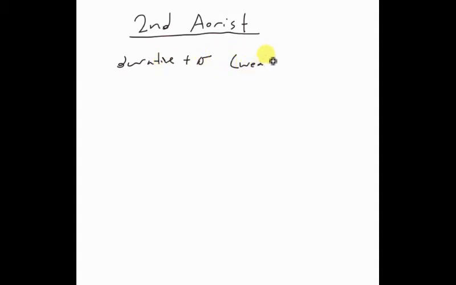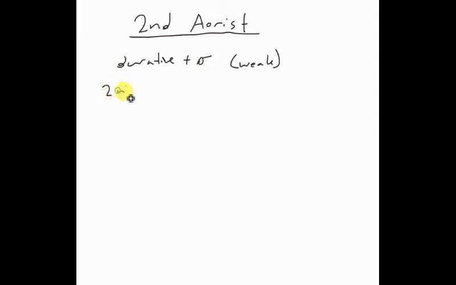In this video, we're going to cover the second aorist. So the first aorist, we said, is made by combining the derivative stem with the sigmatic infix that comes between the stem and the ending. So this is called the weak aorist. The second aorist is called the strong aorist because it doesn't use the derivative stem. It uses its own stem, the aorist stem, an aorist proper stem.